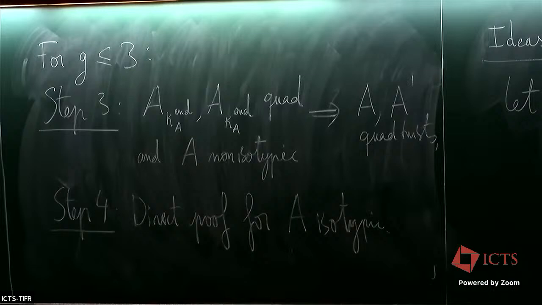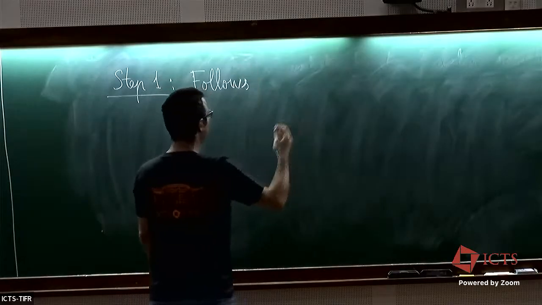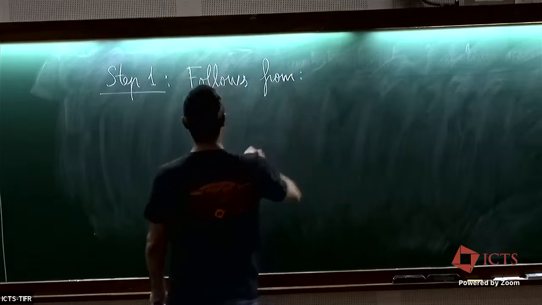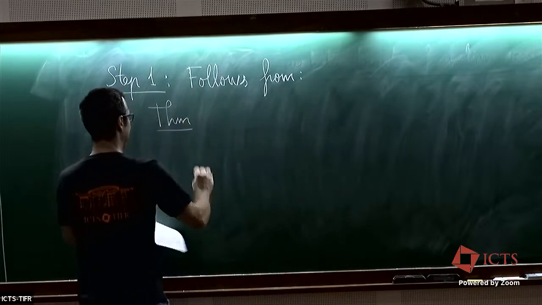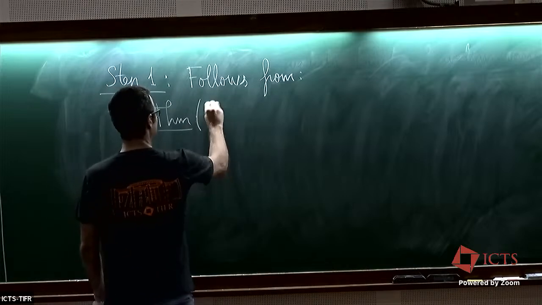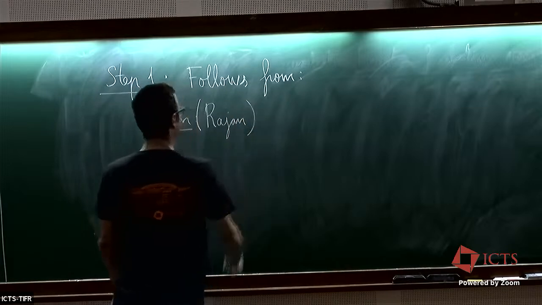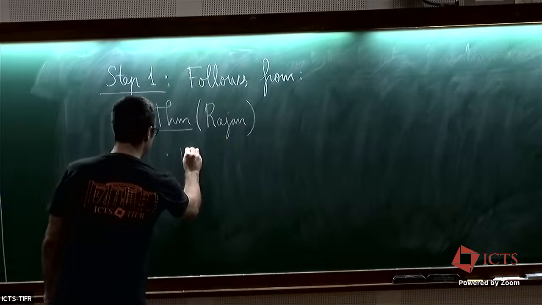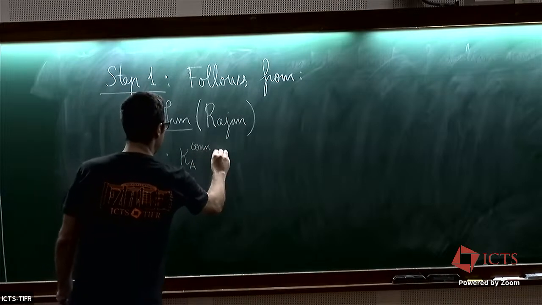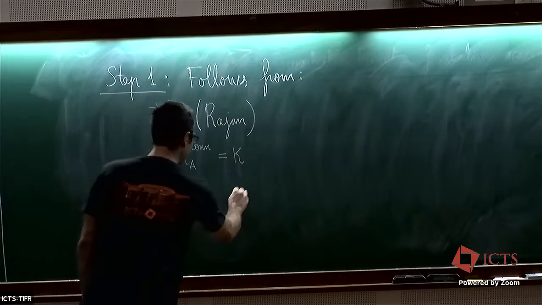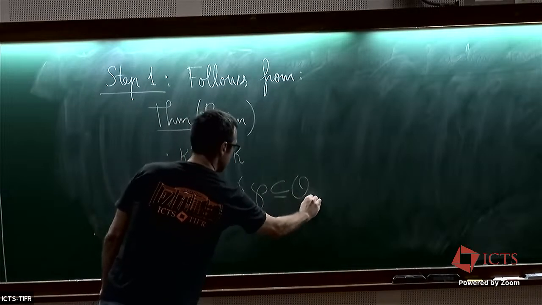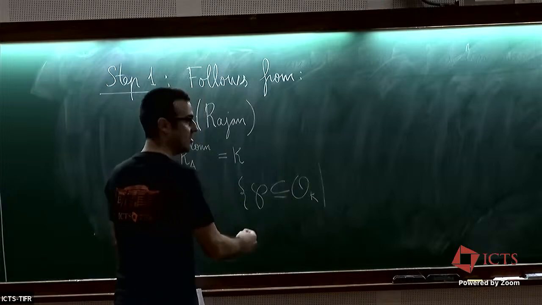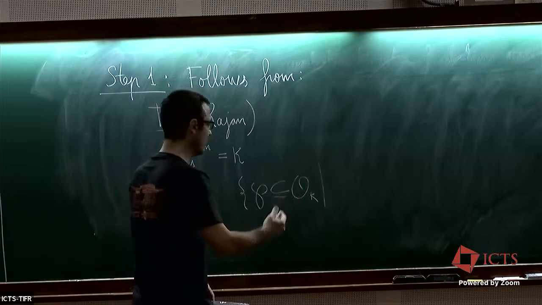So step 1. In this case, step 1 directly follows from the work of Professor Rajan. I will state this theorem again in a simplified way, the one we need in our context. It has the following 2 requirements. So suppose that the l-adic monodromy group is connected. And then look at the set of primes at which the Frobenius traces of the l-adic representations attached to A and A prime coincide.